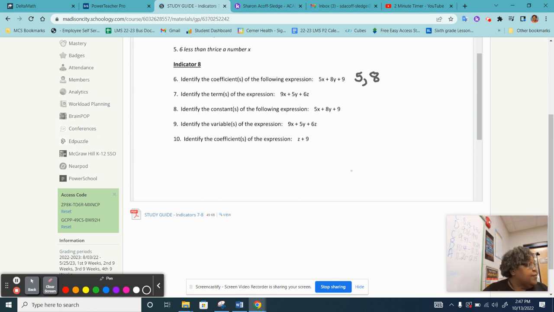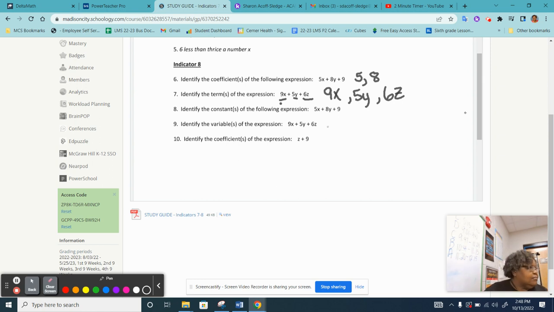Okay, now the terms. Terms are separated by what? Adding and subtracting. So how many terms do we have here? 3. But what are the terms? No, what are the terms? 9x, 5y, 6z. So everything that's separated by a plus or a minus is a term. So Landon and Justice, this is a term, this is a term, and this is a term. Look at the video from yesterday and it'll make a whole lot of sense.